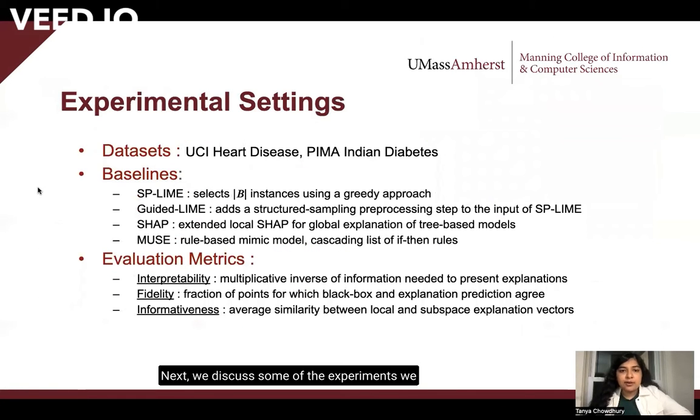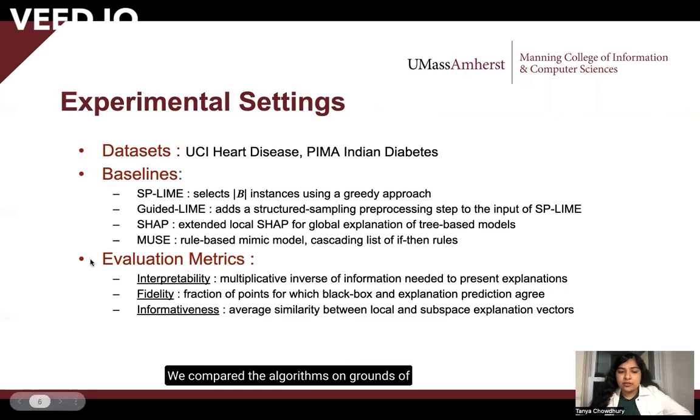Next, we discuss some of the experiments we do to find out the effectiveness of equi-explanation maps in generating global summary explanations. We carry out experiments on two datasets, namely the UCI heart disease dataset and the PIMA Indian diabetes dataset. We compare against 4 other global explanation algorithms, namely SP-LIME, Guided LIME, SHAP, and Muse. Of these, the first 3 are additive feature attribution methods, whereas Muse is a rule-based if-then list-based mimic model method.